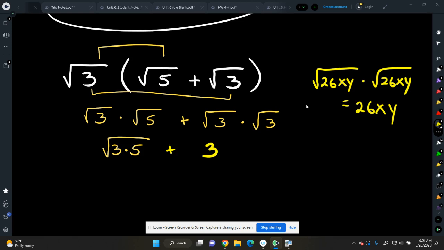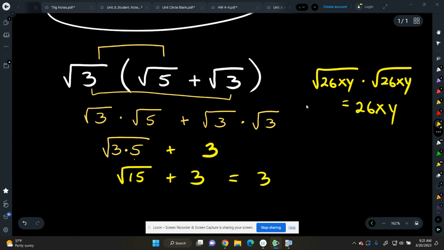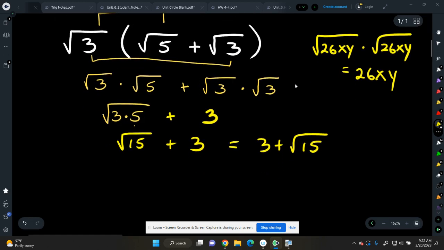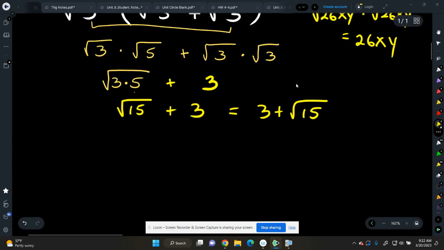Now the square root of 15, we can't factor these down anymore. So there's no pair there. So it just stays the square root of 15 plus 3. Or if you had 3 plus the square root of 15, either one is okay. Okay? Questions so far? So that's the answer. You got it.